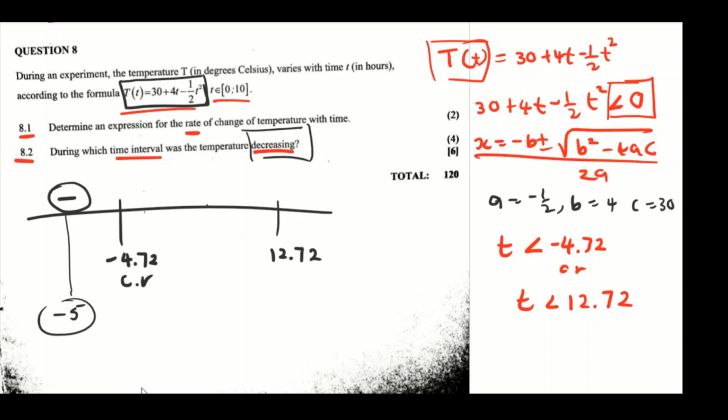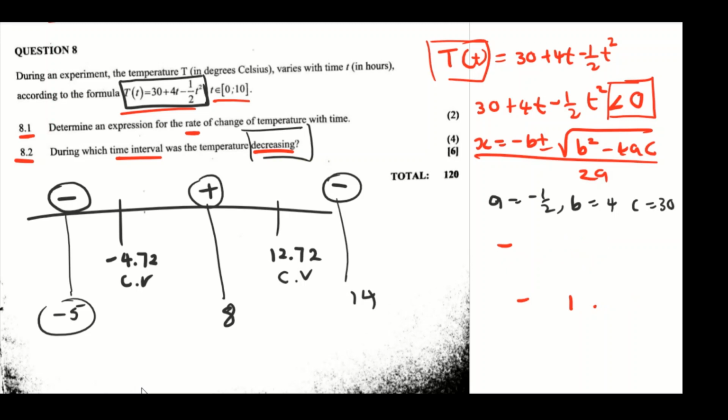Okay. And then here you can substitute any number between these two critical values, right? You can substitute 8. I got a positive solution when I substituted 8. And here you do the same thing. You substitute, let's say 14, or any value that is above 12.72. You're going to get a negative solution. Then this will help you conclude your solutions of x, right?